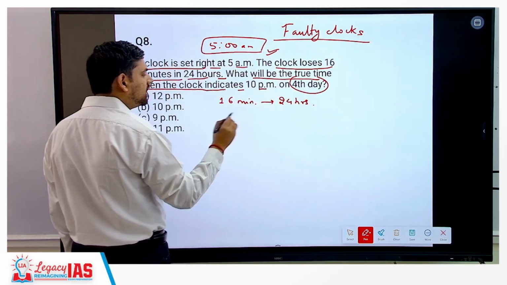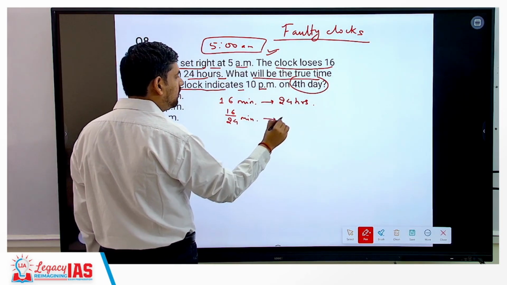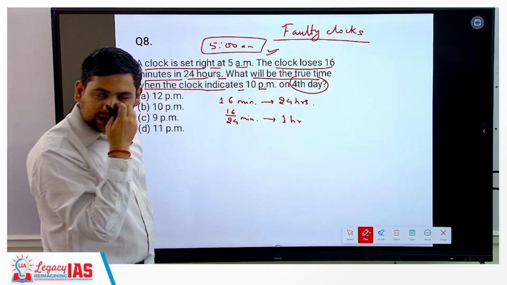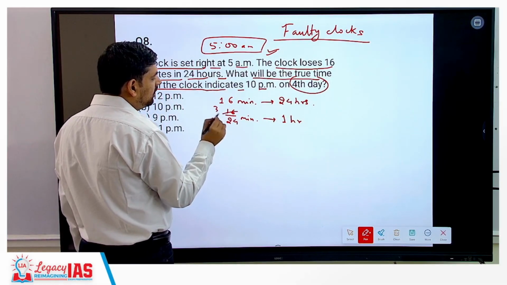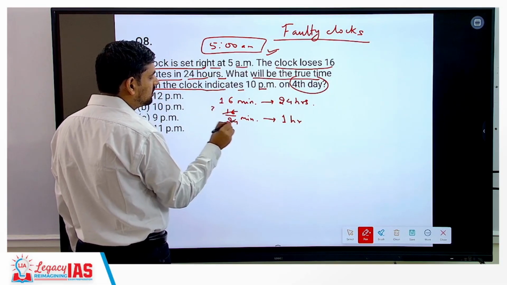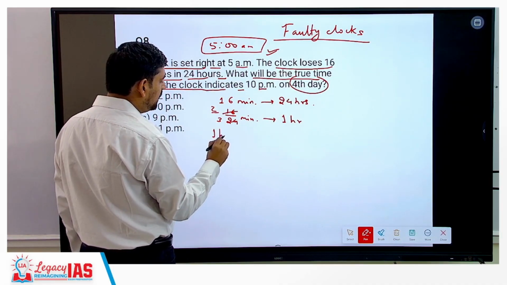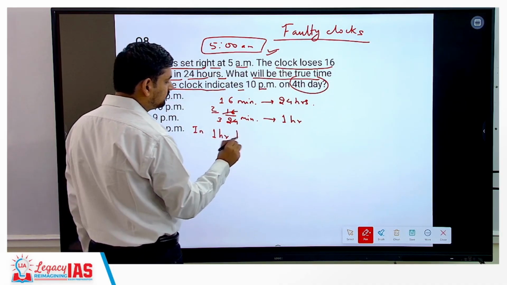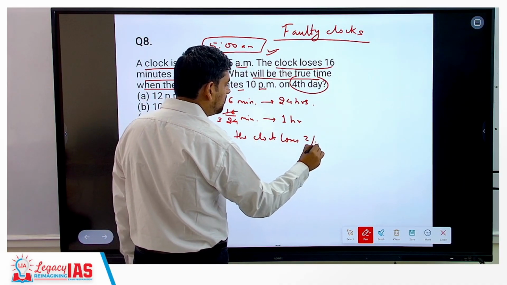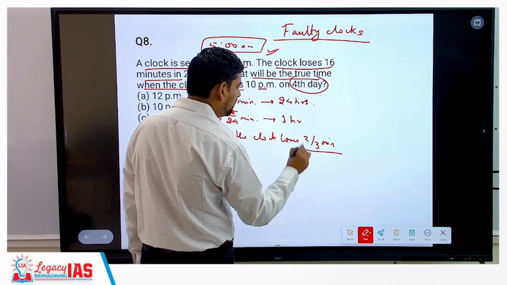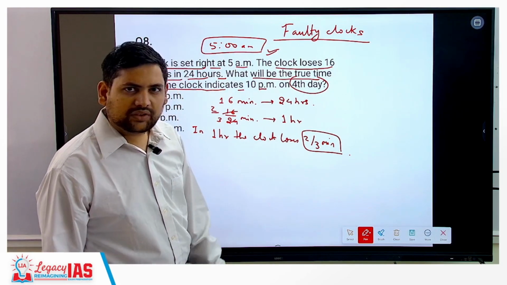That means in 1 hour how much does it lose? It loses 16 by 24 minutes in 1 hour. Correct? You can cancel 16 by 24: this goes 2 times, this goes 3 times with 8. That means in 1 hour the clock loses 2 by 3 minutes. This is what you have got. Now we will calculate for whatever time interval is given.